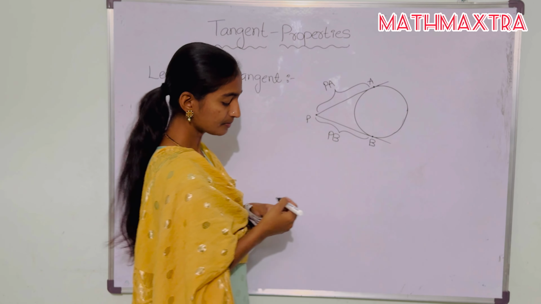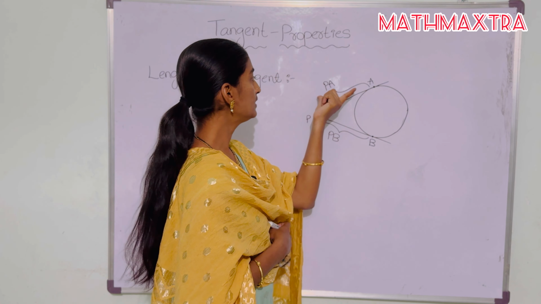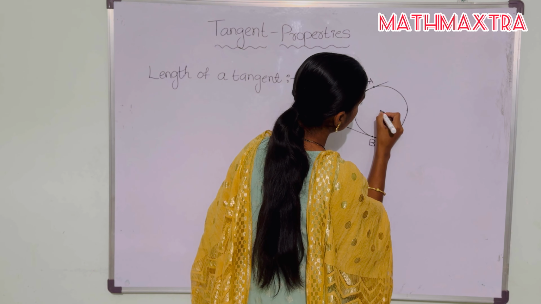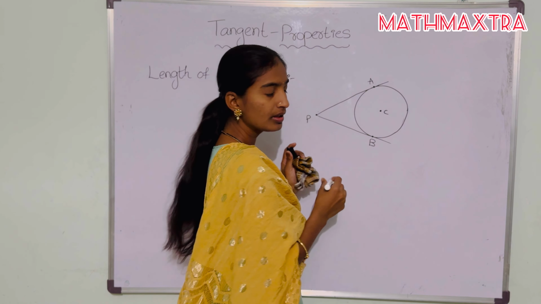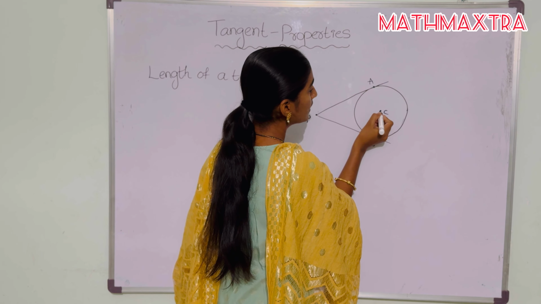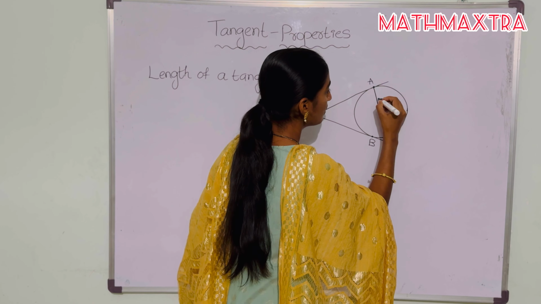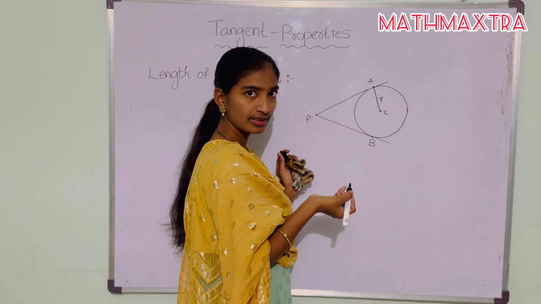Okay. Now we will find this length of the tangent. This is the center of the circle. And if you join the center of the circle to the point of contact, what happens? This will become a radius of the circle, right?